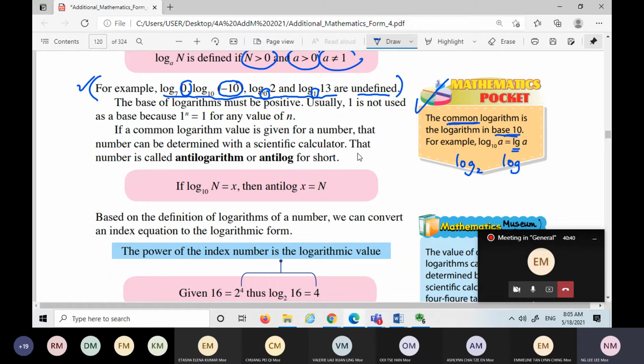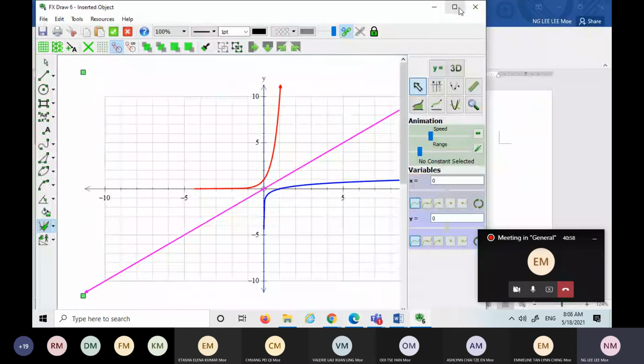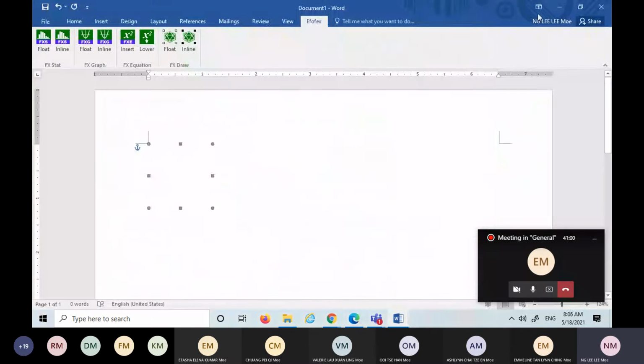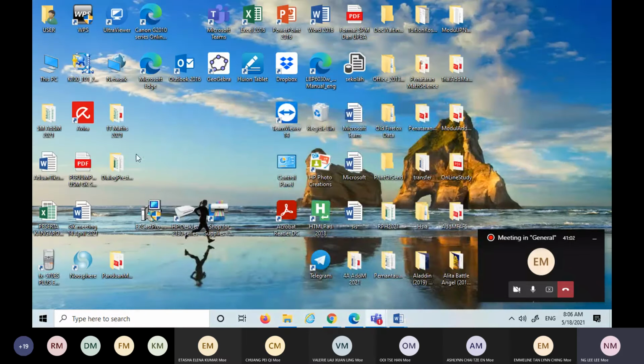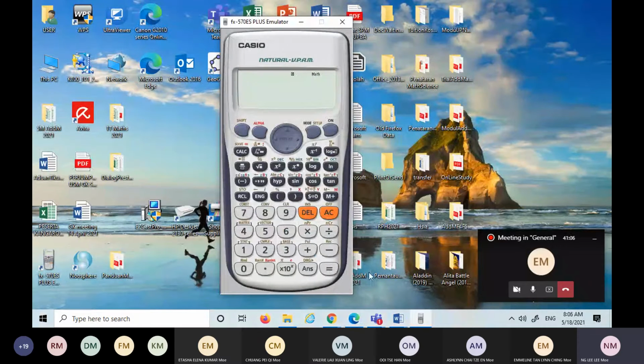And then we come to here. What is the meaning of antilog? If you look at this, maybe you are not sure what it tries to say. We try to use a calculator to get the value. Wait for a while, I call out my calculator.